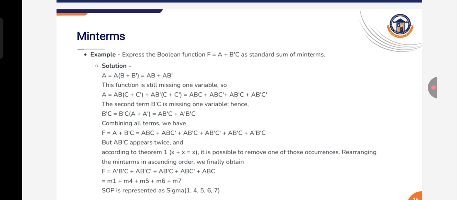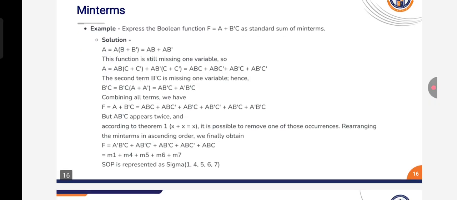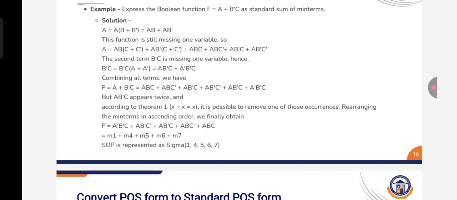So next we solve the Boolean function f is equal to a + b'c as the standard sum of minterms. The given Boolean function is f equal to a + b'c. The first term a is missing the literals b and c. So b is written as b + b' and c is written as c + c'. So the first term is written as abc + abc' + ab'c + ab'c'.